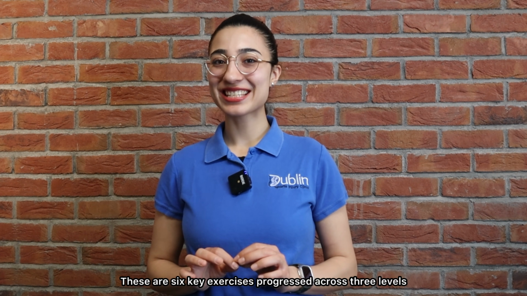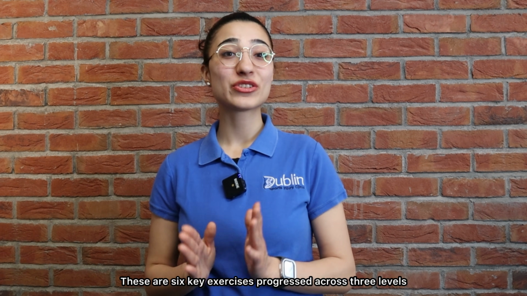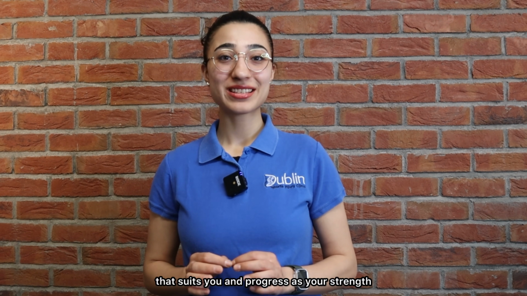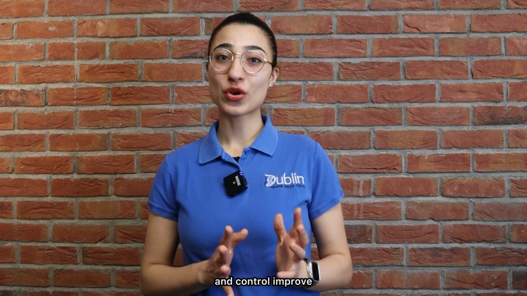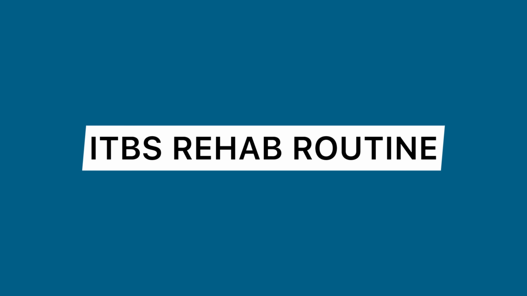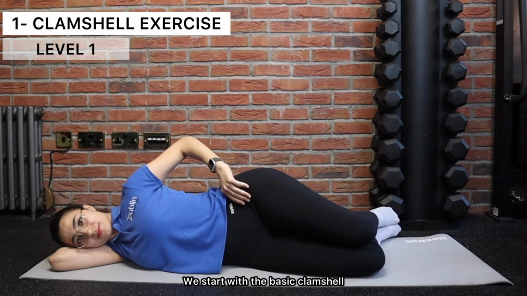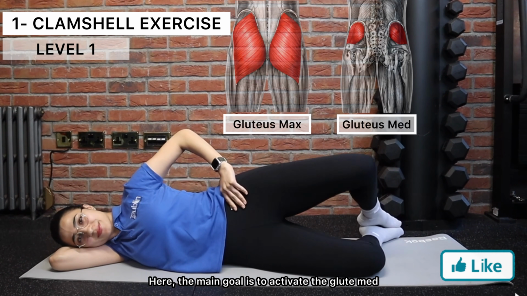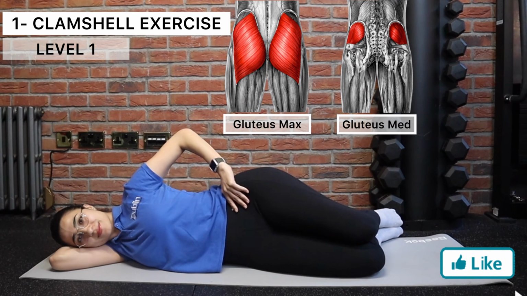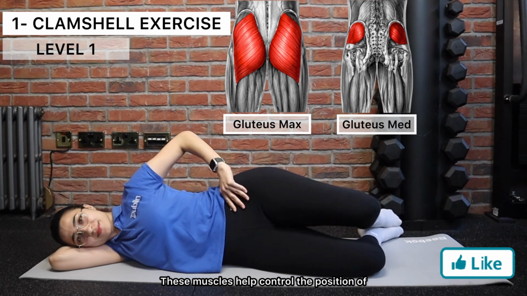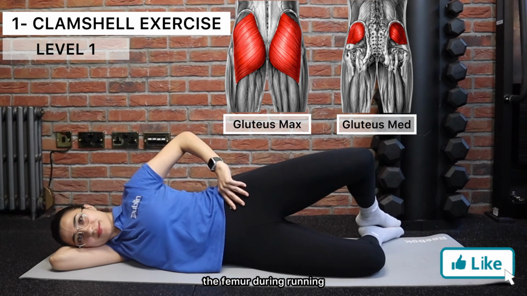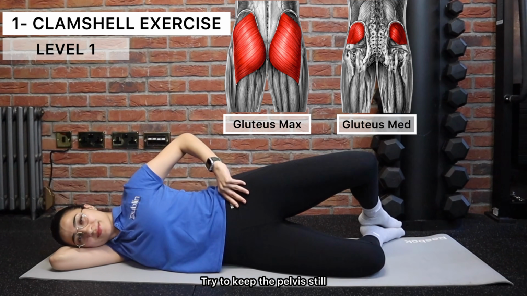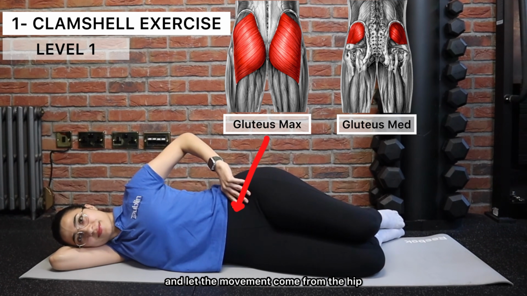These are 6 key exercises progressed across 3 levels. Start at the level that suits you and progress as your strength and control improve. We start with the basic clamshell. Here, the main goal is to activate the glute med and deep hip stabilizers. These muscles help control the position of the femur during running and may reduce stress around the lateral knee. Try to keep the pelvis still and let the movement come from the hip.